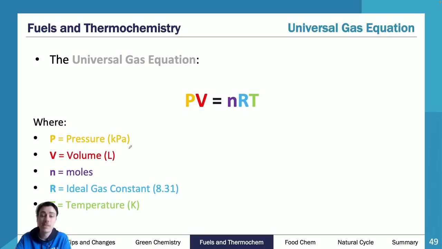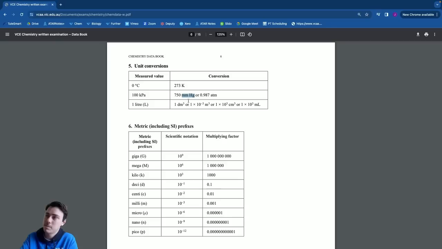Remember, with kilopascals, and this is something you may not have discussed last year, you need to convert. You will find the conversion values in your data booklet. So if I scroll down, right here, page 6, figure 5, unit conversion, 100 kilopascals is equal to 750 millimeters of mercury, or 0.987 atmospheres. Hg is mercury, and that's millimeters, and then this is atmospheres. If you're given your pressure value in one of these, you need to convert to kilopascals. So really important, you do need to know how to convert, and that's something that comes up. Same with volume. Volume needs to be in liters.